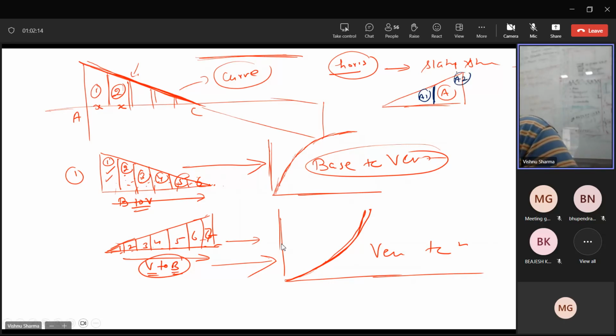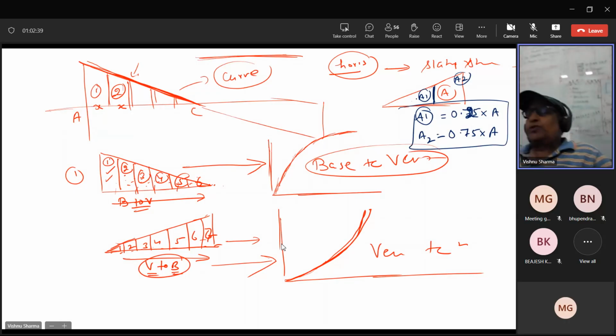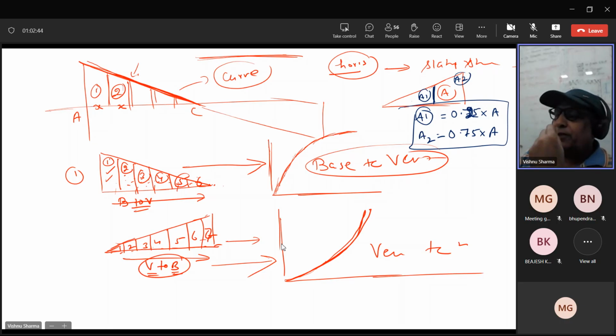In a triangle, when you do this, A1, the area of the small triangle, will always be, sorry, 25, my mistake, 25% of the total area. And area 2, that is of the trapezium, will be 75% of the total area. You can also use this property for quickly putting a point in between and giving you a better shape, if you can remember this. And this is the property of a triangle, not any other shape I'm saying.